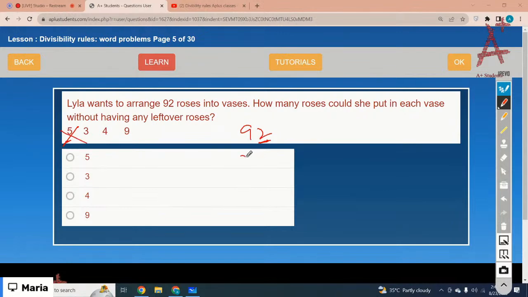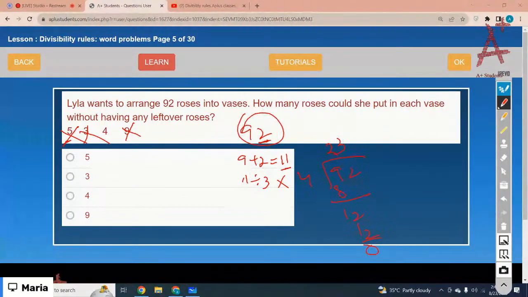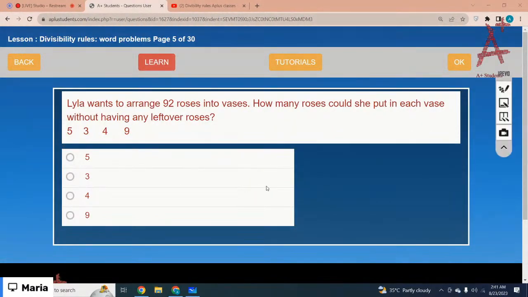For 3, just add 9 plus 2. 9 plus 2 makes 11. 11 is not divisible by 3, so it is not divisible by 3, right? For 9, the sum of the digits is 11. 11 is not divisible by 9, so it is also not divisible by 9. Is it divisible by 4? You can just see 92 is divisible by 4. Yes, the last two digits are divisible by 4. That means yes, the correct option is 4.